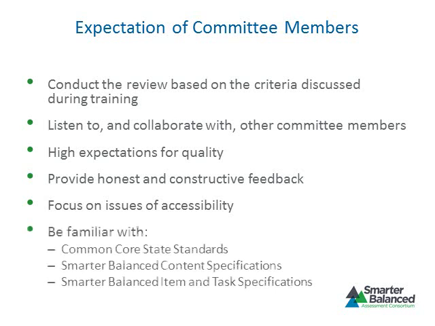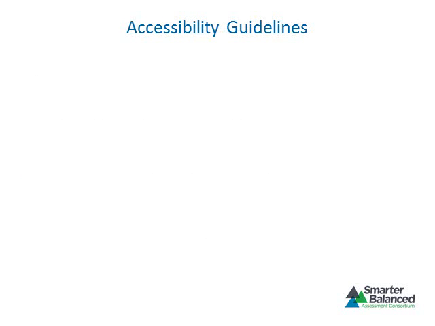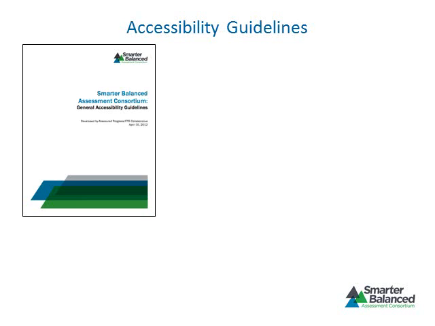To perform this role, committee members must be familiar with and understand the information contained in several documents developed by Smarter Balanced to inform the development and review of accessible items and tasks. The accessibility guidelines developed by Smarter Balanced are organized into several documents. The most important for informing accessibility review is the General Accessibility Guidelines. These guidelines will be explored in greater detail in this module. For now, know that they provide guidance on several of the key issues that can negatively affect the accessibility of items and tasks.